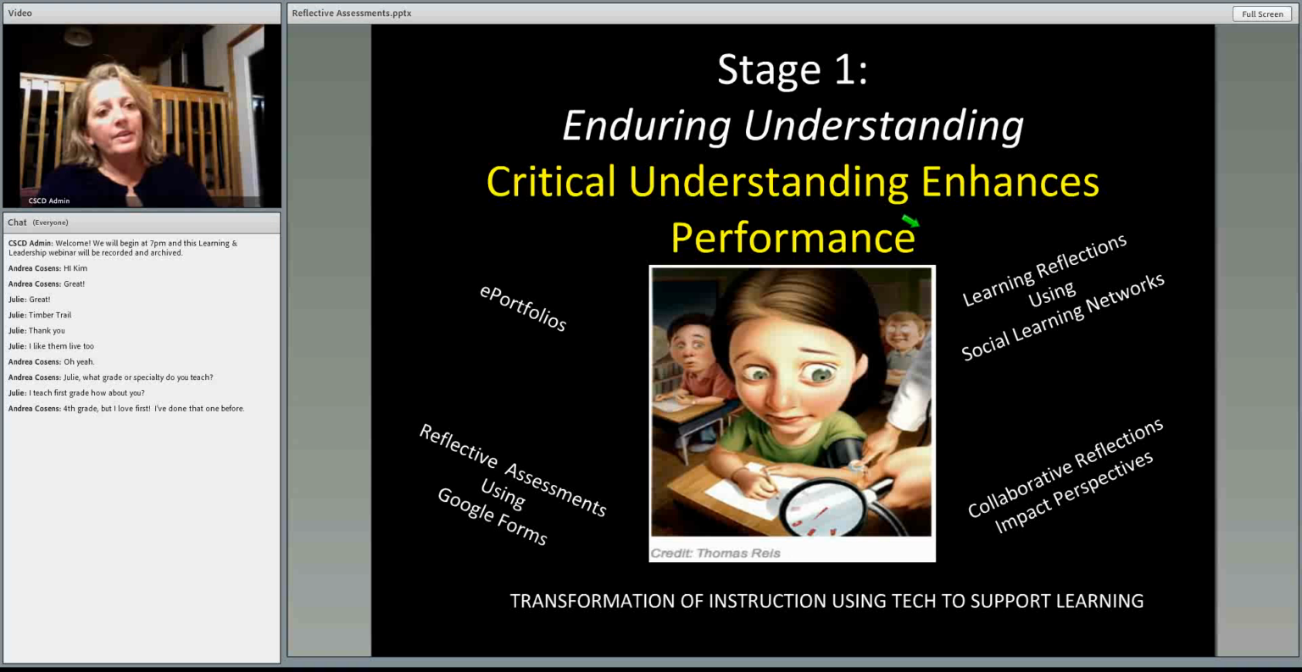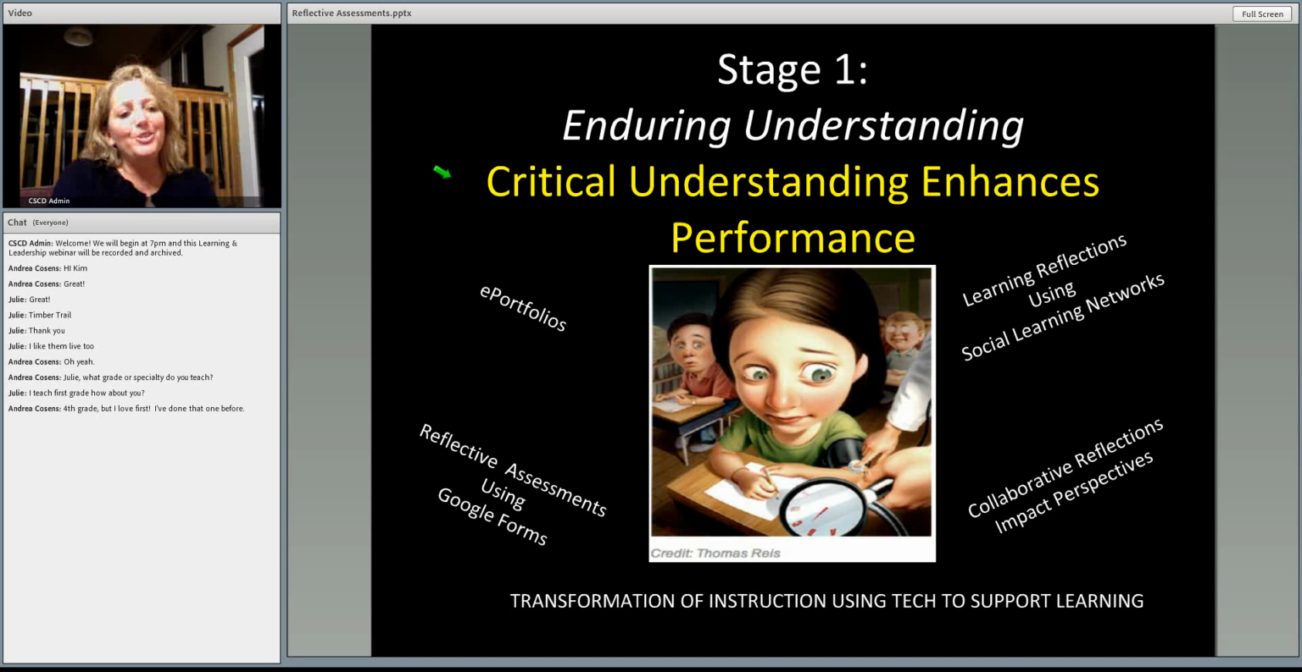One of the things we're doing throughout the district is aligning with our district strategic plan, and it says that we offer a world-class education for all learners. And something that's helping all of us is to create a backwards plan. So we're beginning this evening with making sure that our enduring understanding throughout all of our discussion tonight is about assessment and how reflections can be that critical understanding that enhances performance.